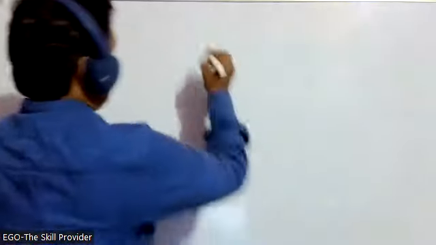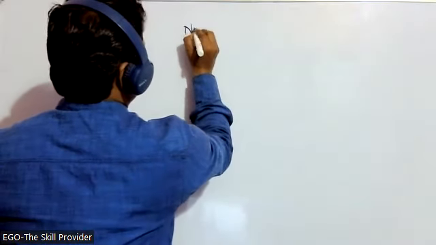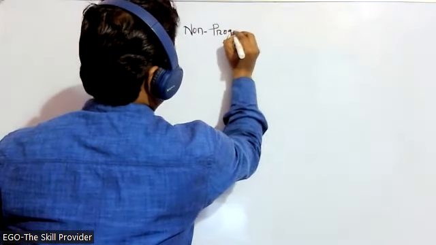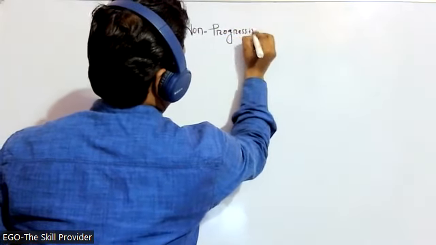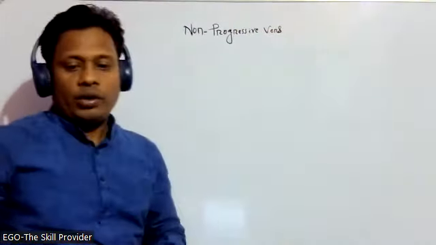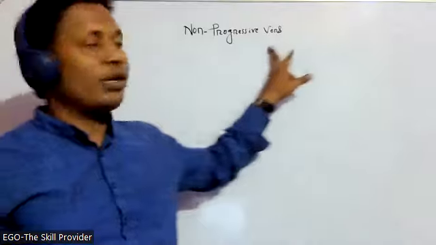In the previous session, I believe we learned something called progressive verb, where exactly you can use V1 plus ing form. But today I'm going to tell you something about non-progressive verb in spoken English. Very interesting things. Non-progressive verb. We are going to learn something called non-progressive verb.